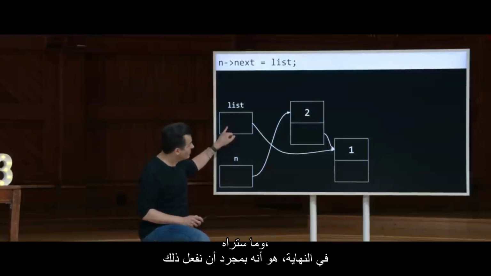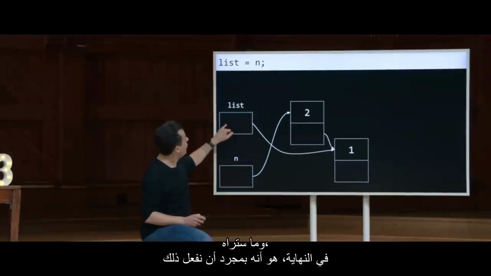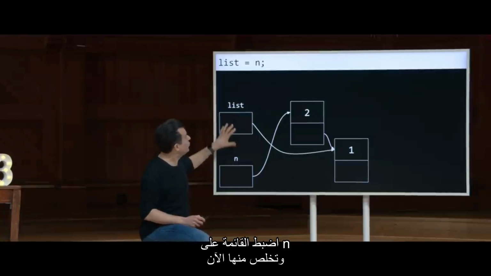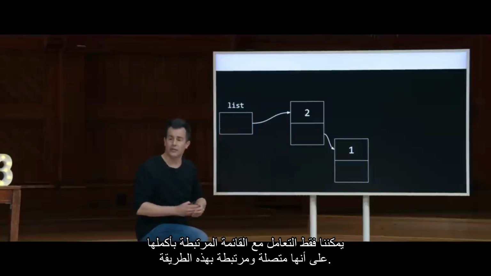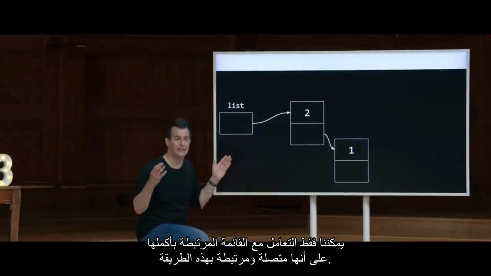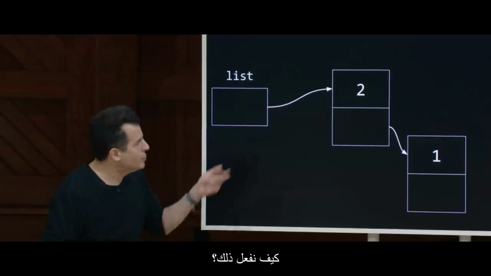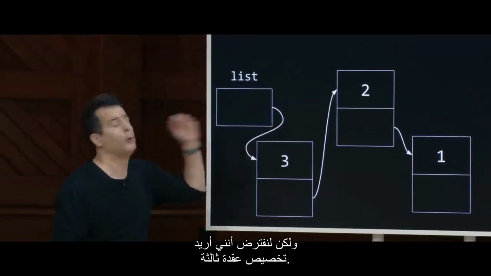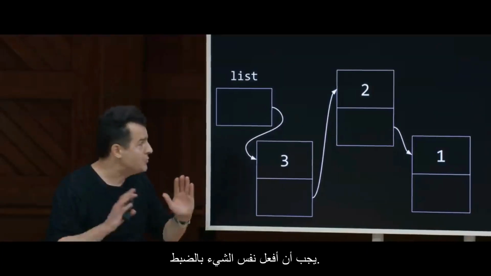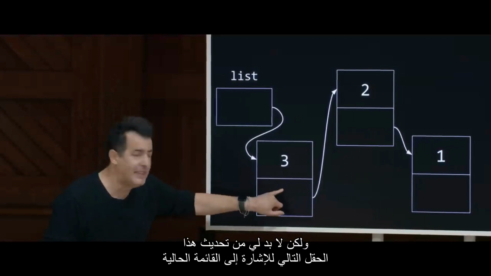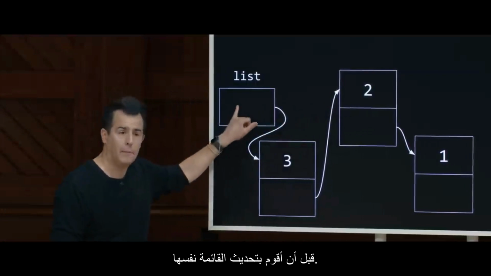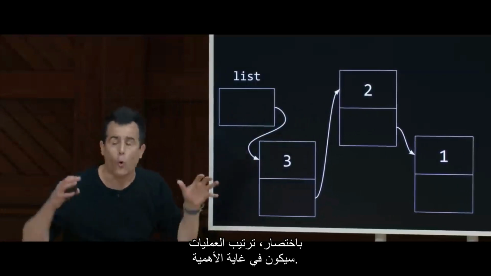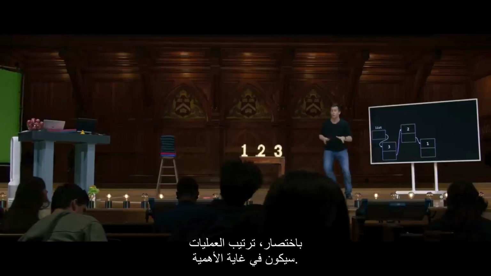And what you'll see ultimately is that once we set list equal to n and get rid of it, now we can just treat the whole linked list as being connected and linked in this way. How do we do this again? We won't belabor the point with more, but suppose I wanted to allocate a third node. I have to do the exact same thing, but I have to update this next field to point at the existing list before I update list itself. Long story short, order of operations is going to be super important.